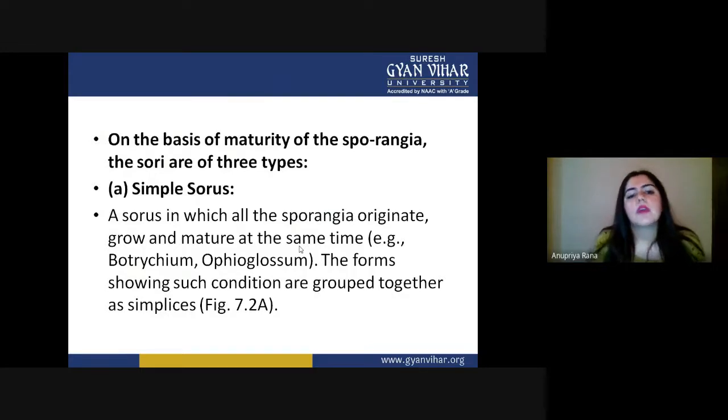Simple sorus: a sorus in which all the sporangia originate, grow, and mature at the same time. When we talk about the simple sorus, all the sporangia within it originate at the same time, grow at the same time, and mature at the same time. When everything happens at the same time, it is the simplest condition, so that's why we call them simple sori. The forms showing such conditions are grouped together as simple.